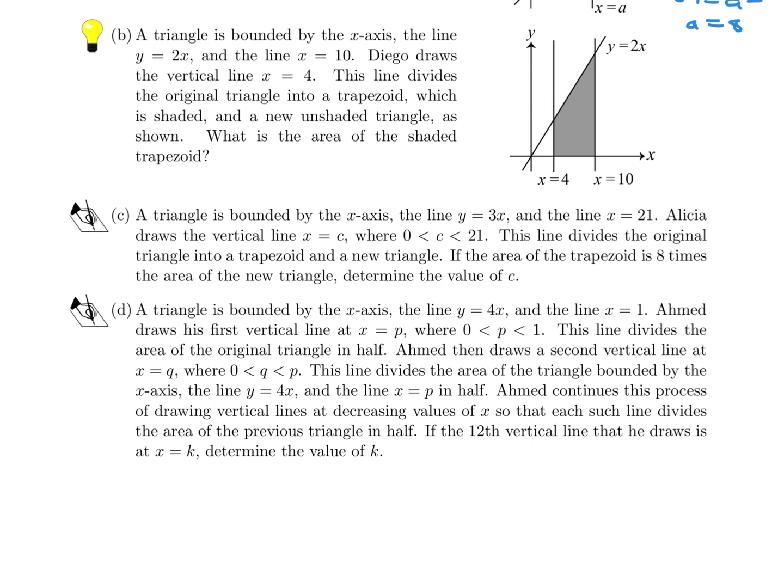Okay, so the area of a trapezoid is, you take this side, which is going to be, this y coordinate is going to be 8, right? Because that line is y equals 2x, so 8. And then you take this side, the length I should say, and that y coordinate, x is 10, so y is 20. So add that, and then divide by 2. And don't forget to multiply by the length of the base, which is 10 minus 4, which is 6. So squeeze that 6 in there.